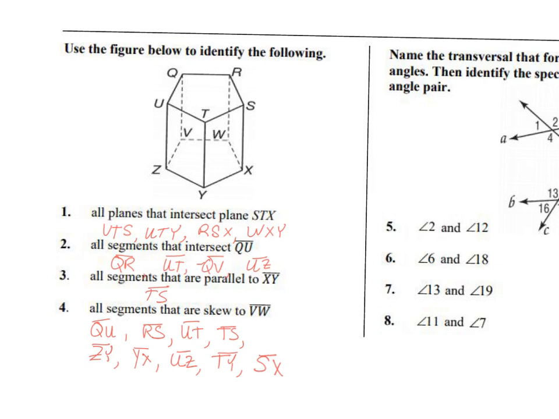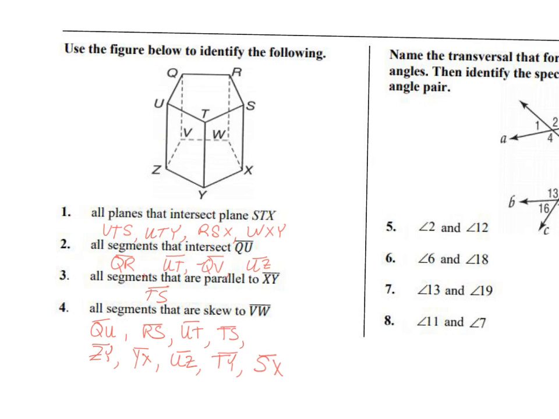It might help you, if you wanted to, you could highlight what segment we're talking about, and then we could see that QR would intersect there at Q, that UT would intersect at U, that QV would intersect at Q, and that UZ would intersect at U. So color might help you with this if you're having a difficult time seeing those things.